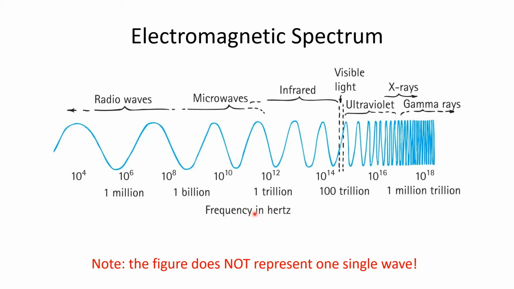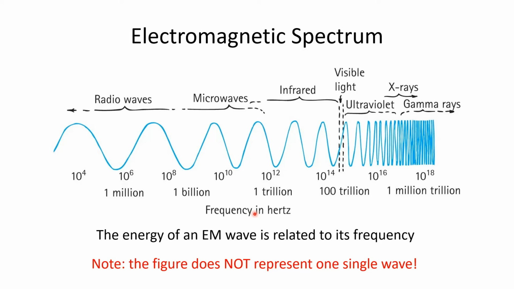Frequency is a useful quantity to understand for electromagnetic waves because the energy of an electromagnetic wave is related to its frequency. So if we look at gamma rays up there, because they have the largest frequency, that means they have the highest energy. That's why it's dangerous to be exposed to gamma rays.